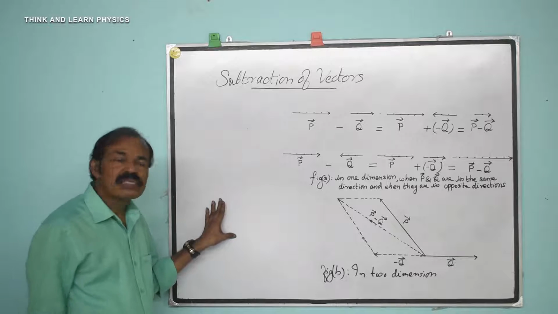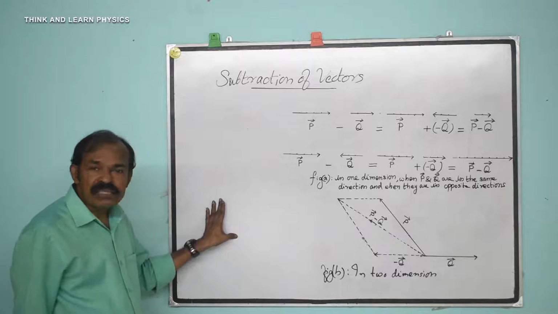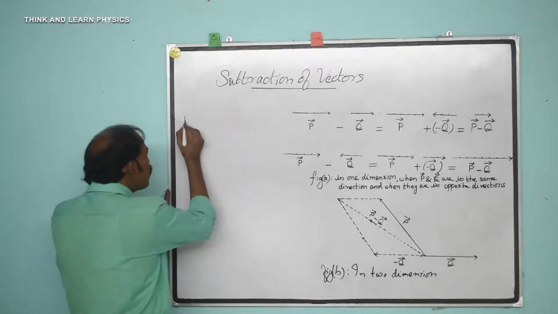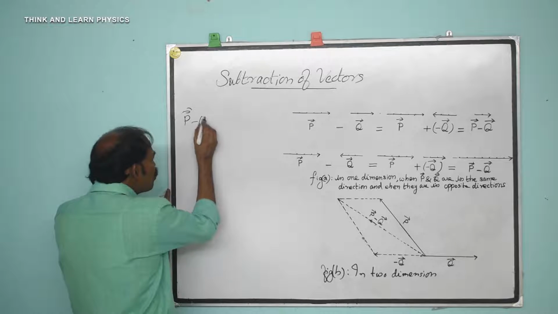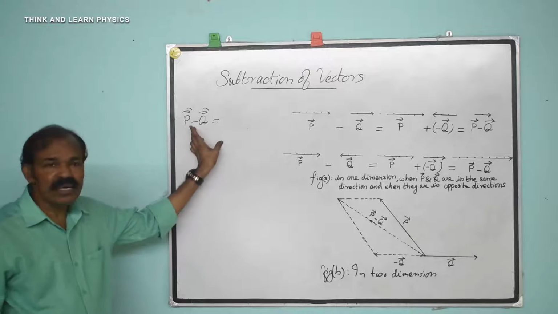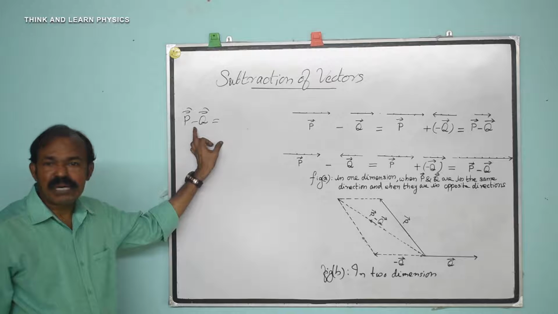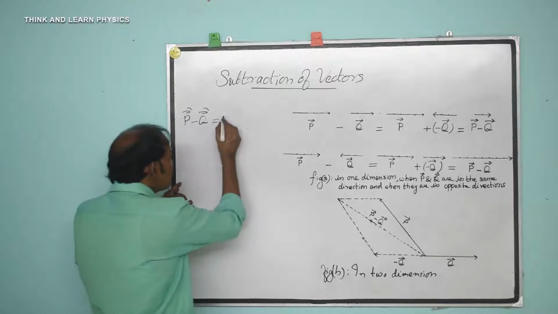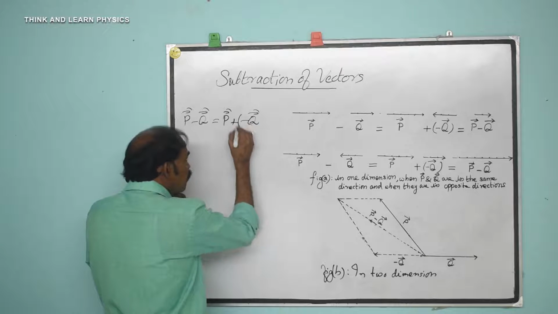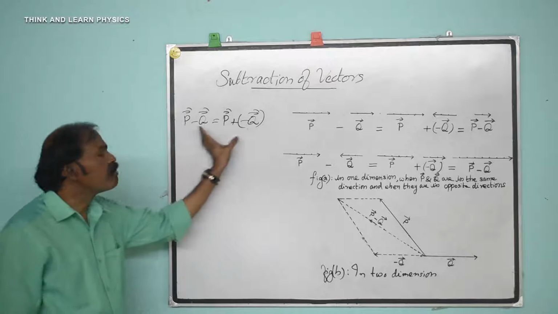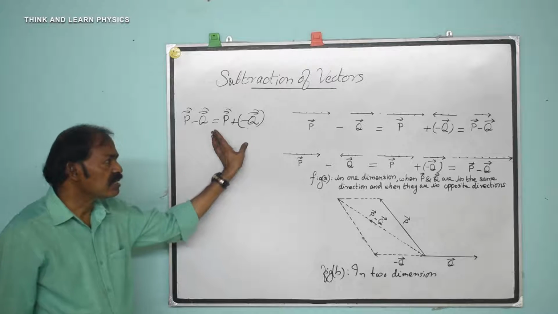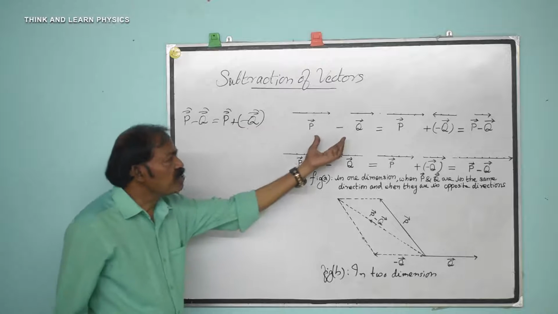Now let us see the method by which a vector q vector is subtracted from another vector p vector. P vector minus q vector means it is the sum of p vector and another vector, minus q vector. So this can be written as p vector plus minus q vector. These two may look like the same, but their geometrical meaning is quite different. Here, p vector minus q vector is this.